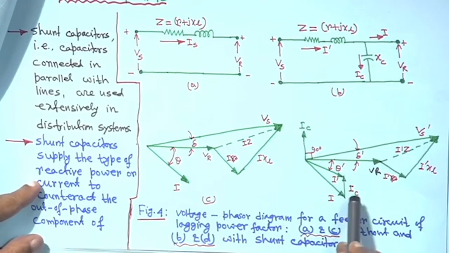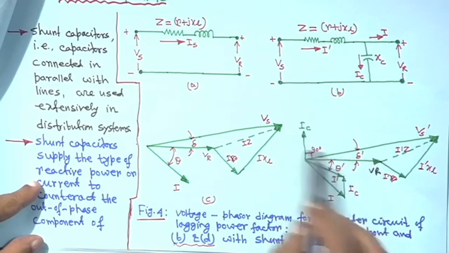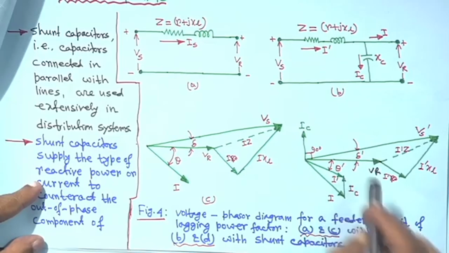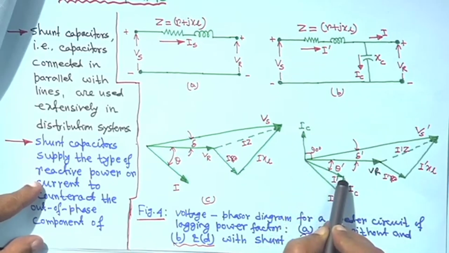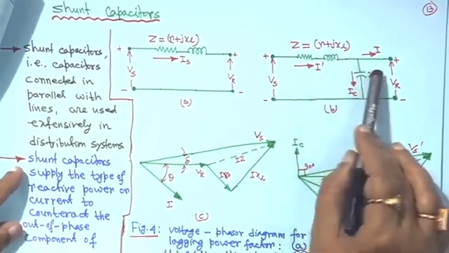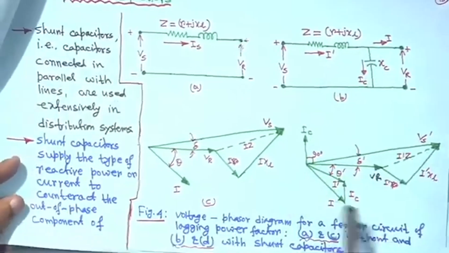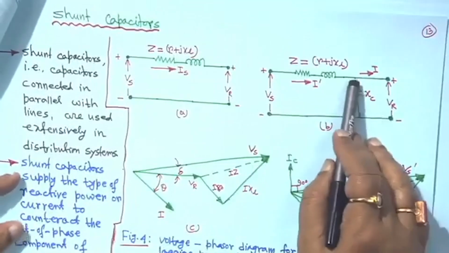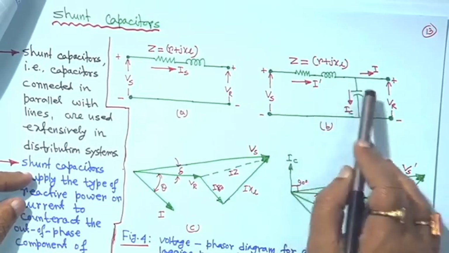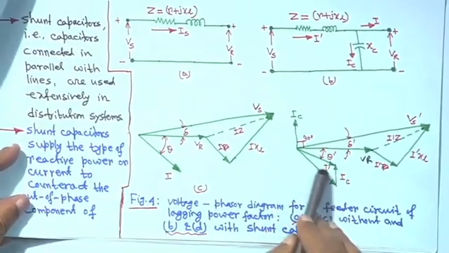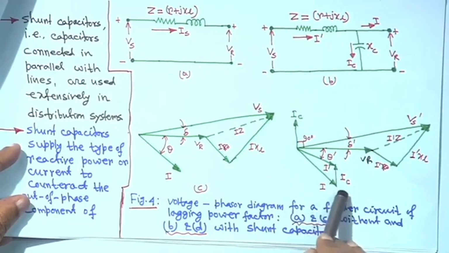Now, the IC current makes a 90 degree angle with this one, so the phasor from this side will move like this. So this is IC, and finally it is coming to I dash, because I dash is equal to I plus IC. If you apply Kirchhoff's first law here, I dash will be I plus IC. If you look at this phasor diagram, I dash is equal to I plus IC.